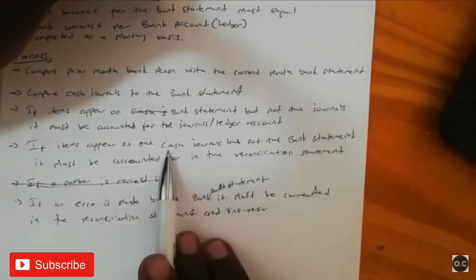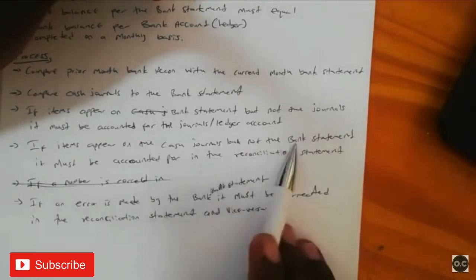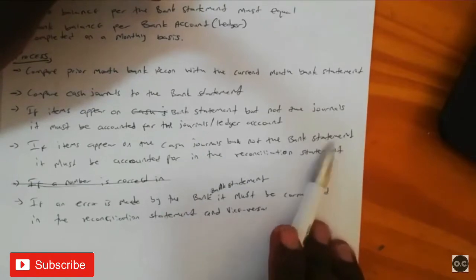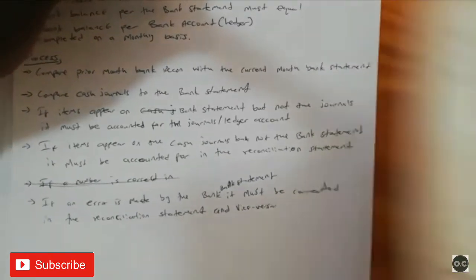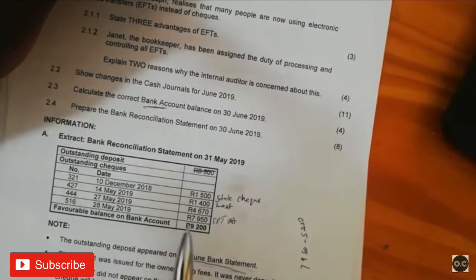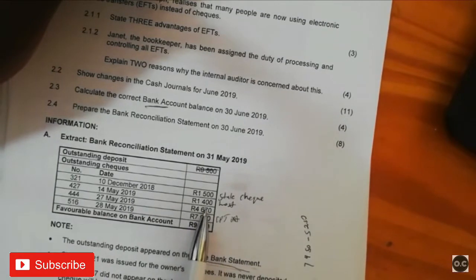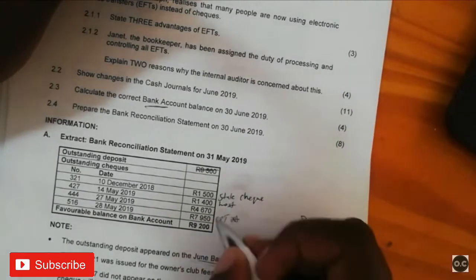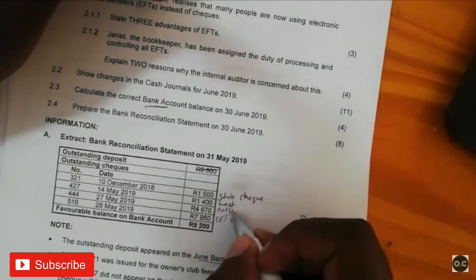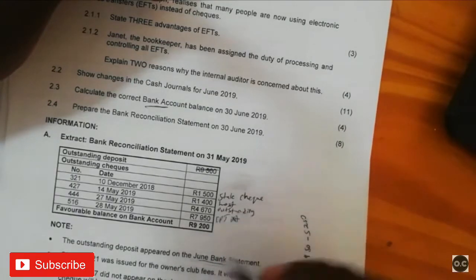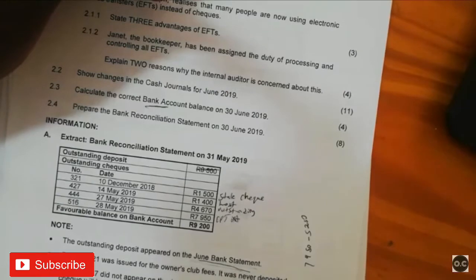Now we need to look for items that are appearing on the journals but not on the bank statement, right? And also when we were comparing prior month's bank record, do you remember we noticed check 444 did not appear in the bank statement for this month, and we said this one is still outstanding because it's not stale or it did not bounce, nothing happened, it's just still not appearing, which means we will keep it in this month's bank record as an outstanding check. You see that? So it works that simple.